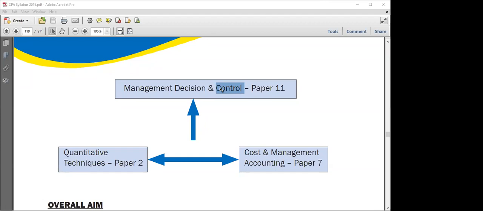And within the control mechanisms, we shall look at aspects of budgeting and variance analysis, and how management sets standards. Because these are the standards that we use to measure ourselves at the end of the day, to see: are we making progress or are we actually not making progress? So we shall look at those different techniques that are really very important, especially in the area of control, as well as the area of decision making.